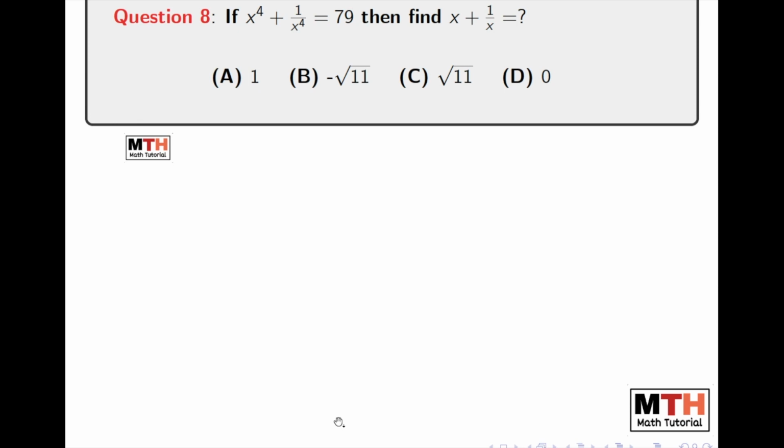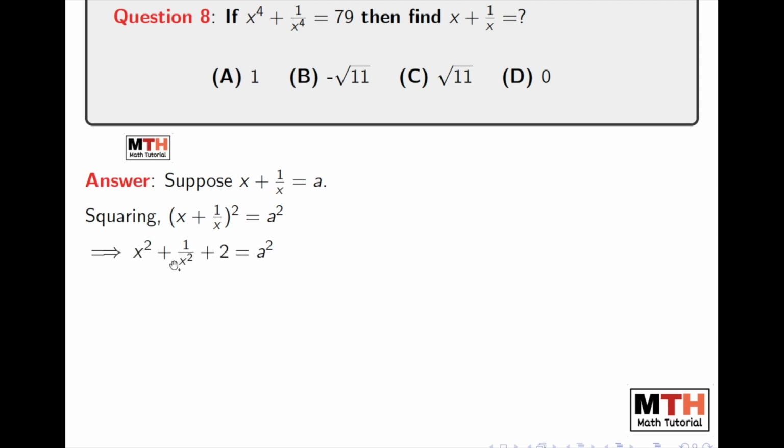Now question number 8. If x power 4 plus 1 by x power 4 equals 79, then find x plus 1 by x. Here the options are 1, minus square root of 11, root 11 and 0. Answer. Now suppose that the value of x plus 1 by x equals a. Now squaring, we get (x plus 1 by x) whole square equals a square. That implies x square plus 1 by x square plus 2 equals a square. So the value of x square plus 1 by x square equals a square minus 2.